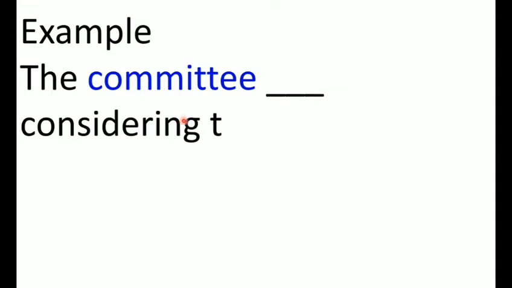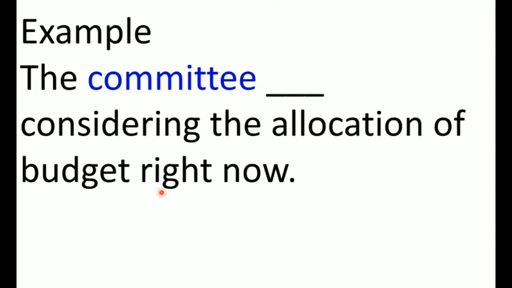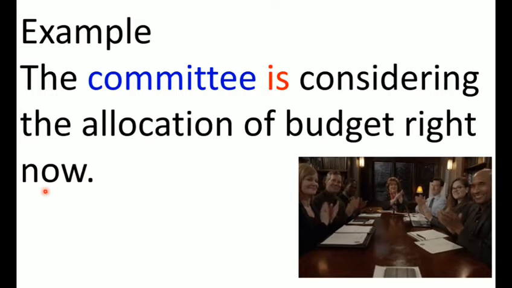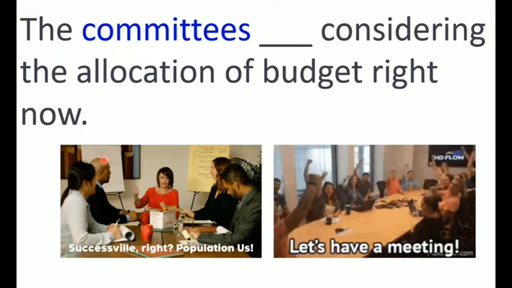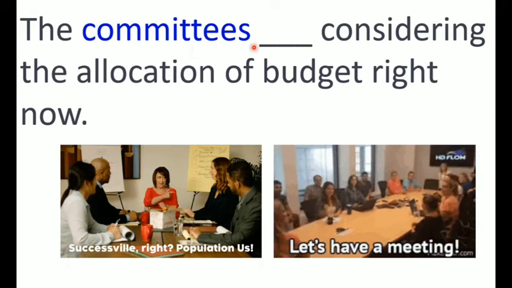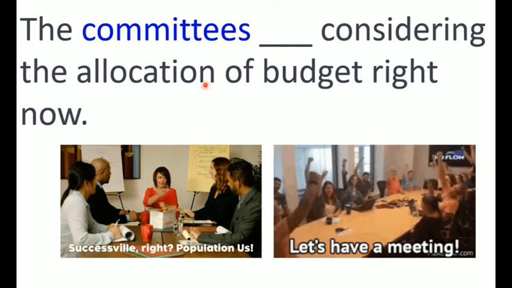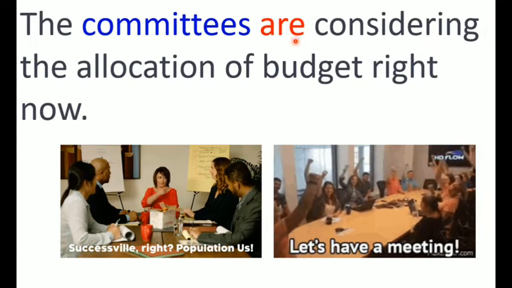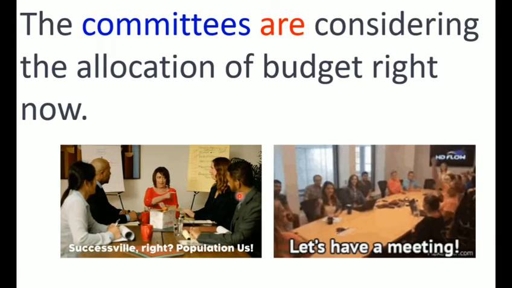The committee blank considering the allocation of budget right now. Alright. This is now our noun. And committee is singular, kaya ang gagamitin natin ditong verb ay is. At nasa present tense pa siya because of this word right now. Now, the committees, okay, may s na rito, ito ay plural. The committees blank considering the allocation of budget right now. So, ang verb natin dito, dahil ito ay plural na, ay are. Okay. So, dalawang committees na.